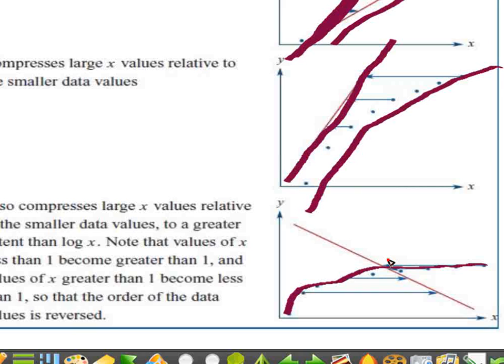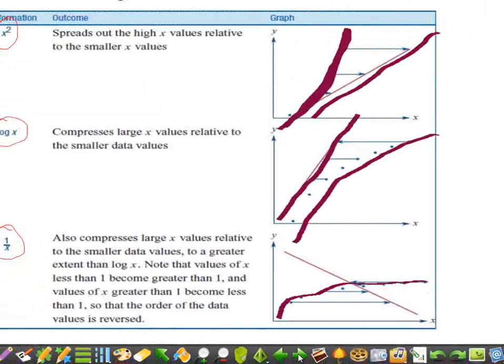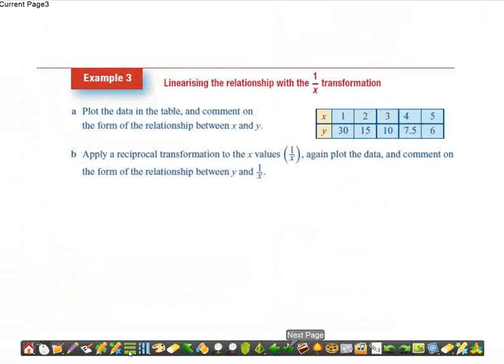So it's more like a twist. You're twisting here. So this is what happens when you do the transformation, but how does it work? Let's have a look at an example.